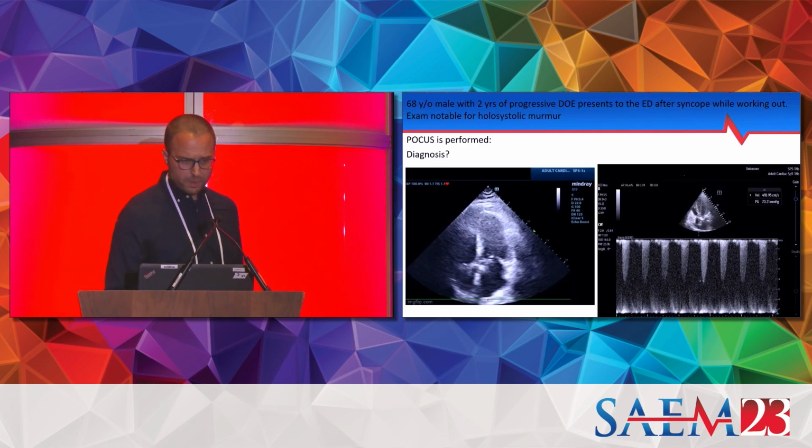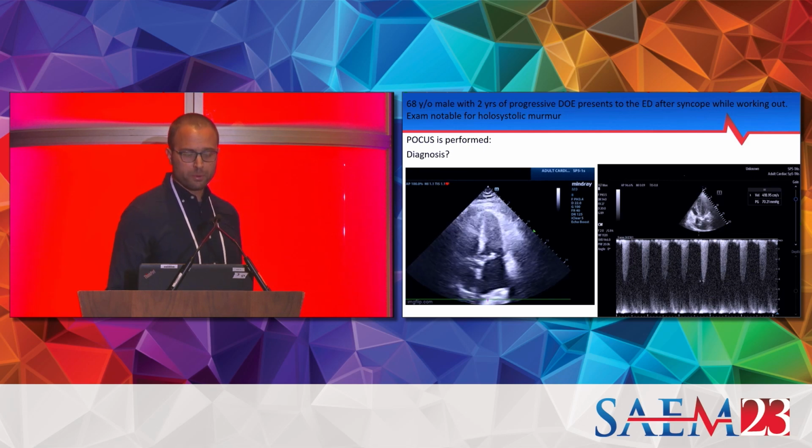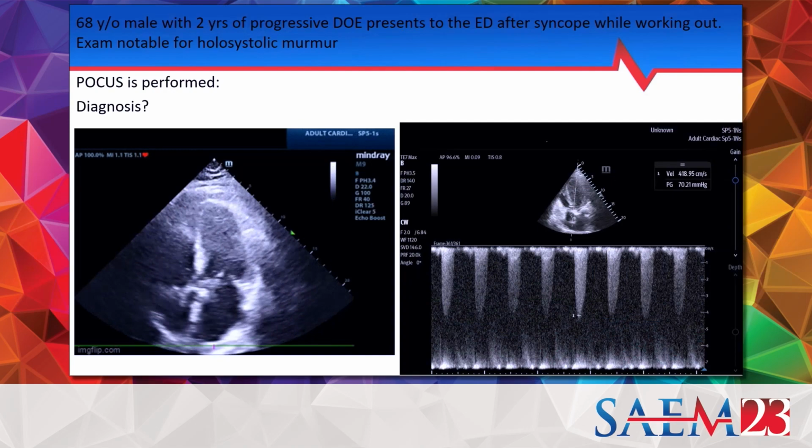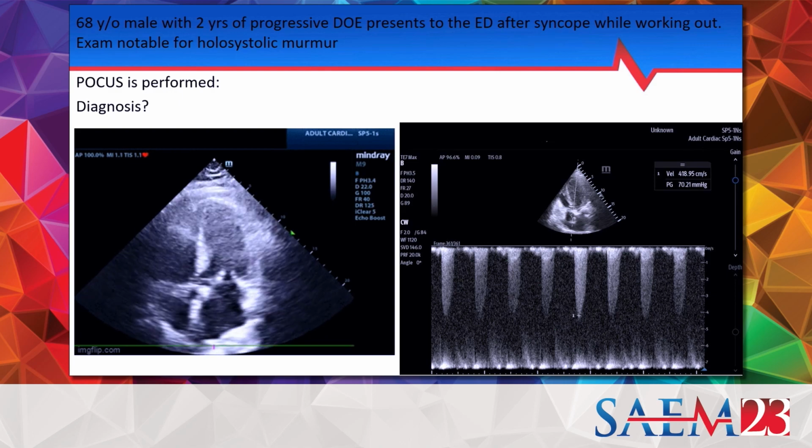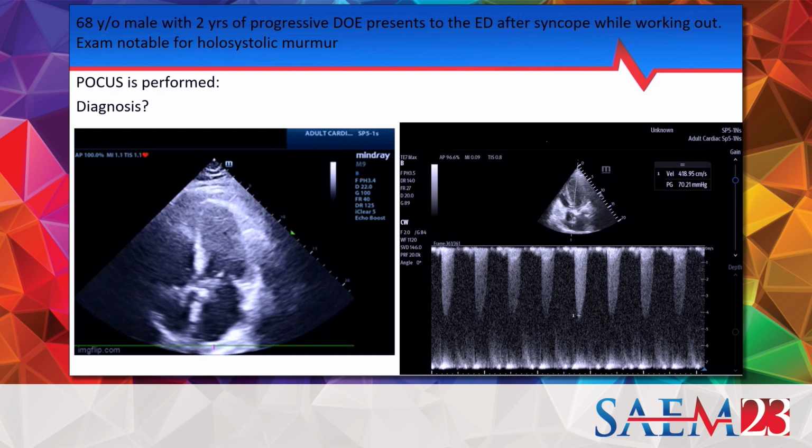So just a few examples to finish things up here. You have a 68-year-old male. They present with 2 years of progressive shortness of breath. They presented to the ER after having a syncope episode while they were working out. You notice that they have a holosystolic murmur, so you decide to do an echo, and this is what you see.